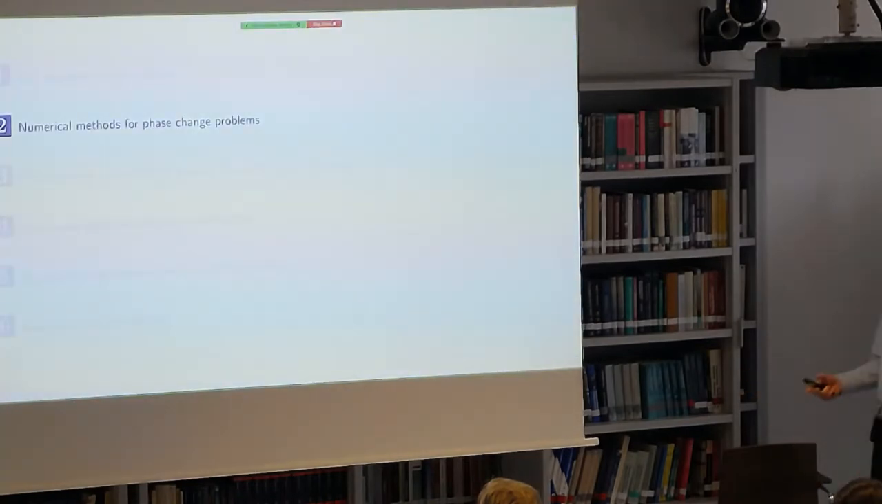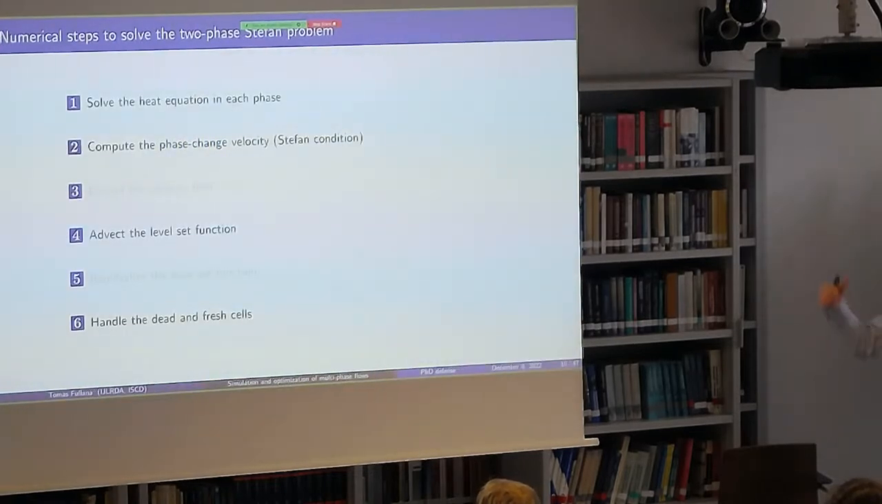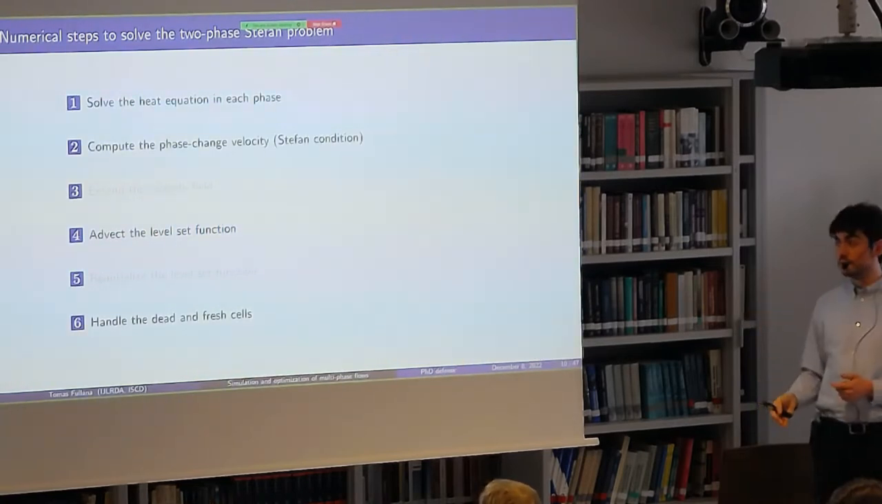So now we can talk about the numerical methods that we use to solve this problem. As we said, we have two heat equations and one level set advection equation to move the interface. If we look at the steps we need to solve this problem, first we solve the heat equations in each phase. Once the temperature field is updated, we can compute the phase change velocity or the Stefan condition. The third step, I'm not going to talk about it, but basically we need to extend the velocity around a narrow band close to the interface in order to then move to step four, which is the advection of the level set function.